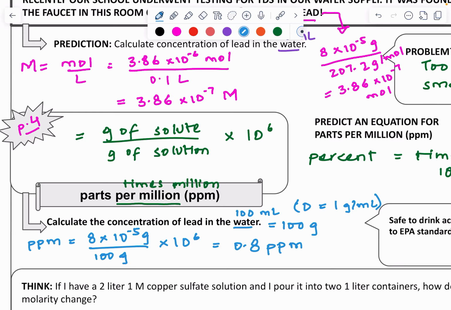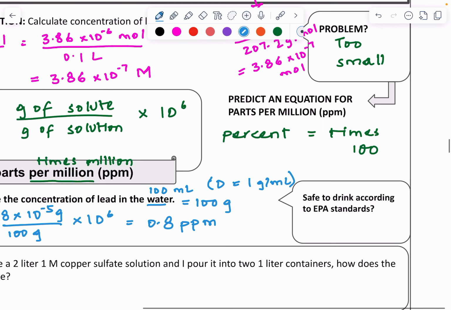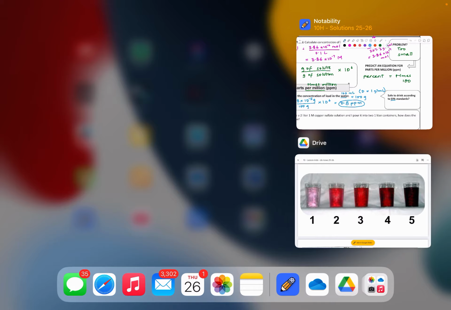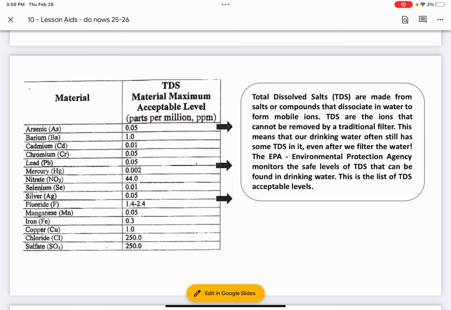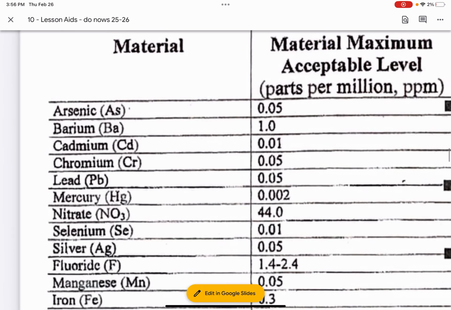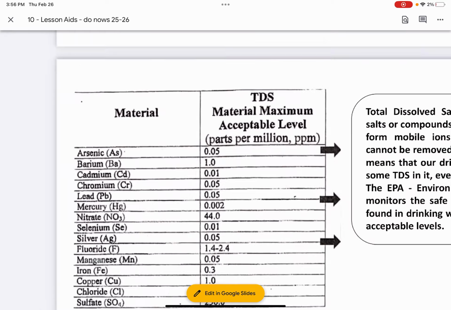And now this is time to decide if this amount of lead is safe to drink. So EPA, which is the Environmental Protection Agency, gave us the acceptable amount of the heavy metals and some other substances that are very dangerous for us. So they did a lot of testing to figure out what is the acceptable level of these things that we can have around us. So for lead, the acceptable level is 0.05 ppm.